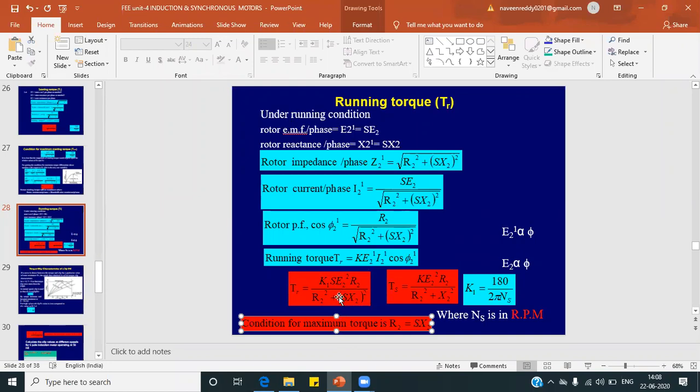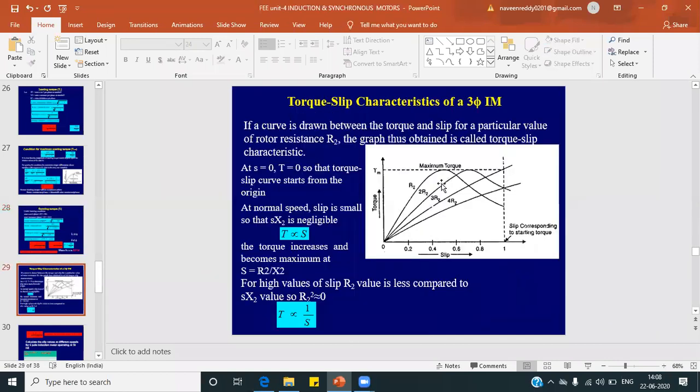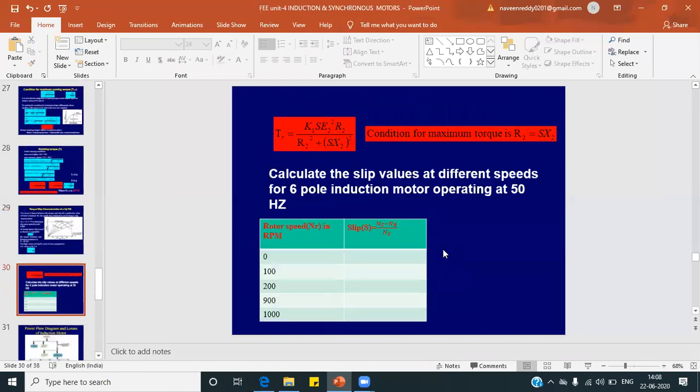Now for today's class, I will be taking these two equations, the rotor torque and the condition for maximum torque. I will take these two and explain how the torque slip characteristics are obtained. So that is what today's class is about: torque slip characteristics.